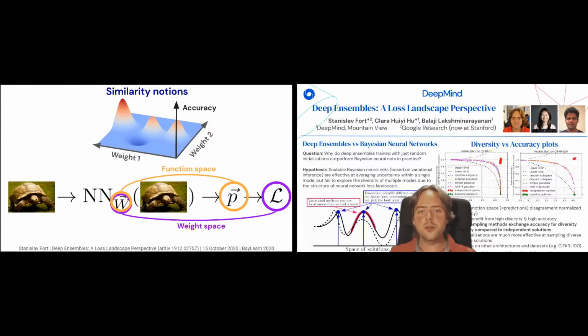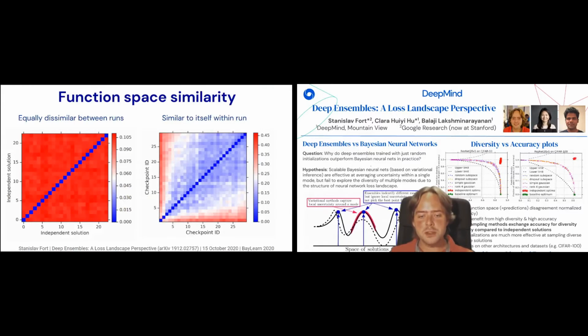Another similarity notion that we can study is the function space similarity, where we map the high-dimensional parameter vector W into the predicted probability vector P. A key insight is that equal loss doesn't mean it's the same function. When we look at a function space distance between independently initialized and trained networks, we see they're roughly the same distance from each other on the left-hand side, whereas within the same training run, we see that the predictions at epoch, let's say 10 and 20, are quite similar.